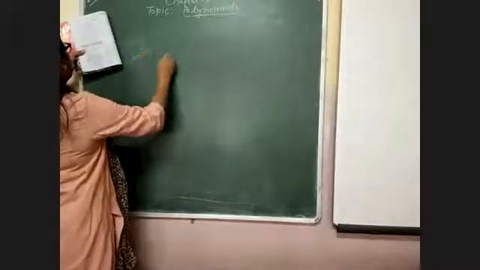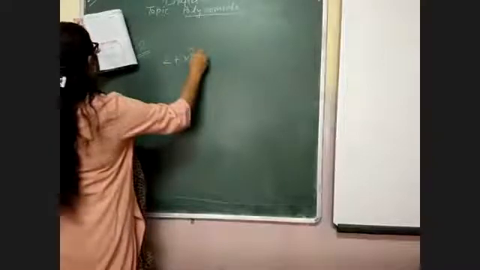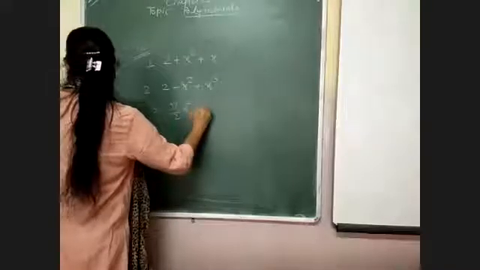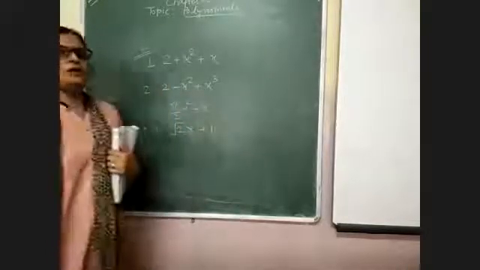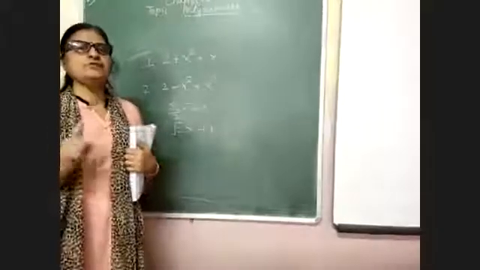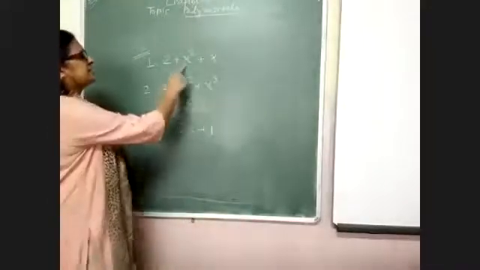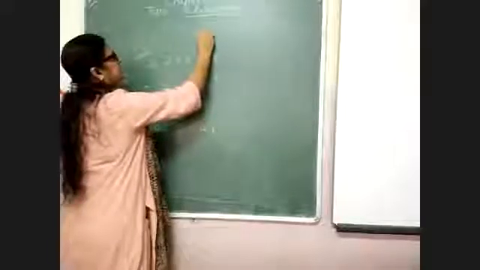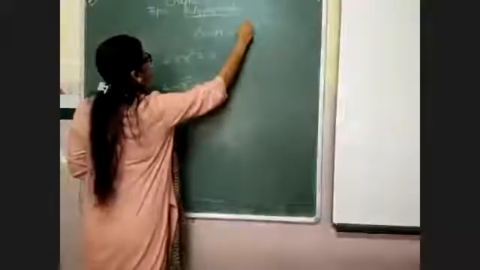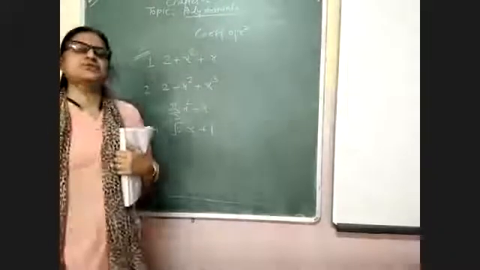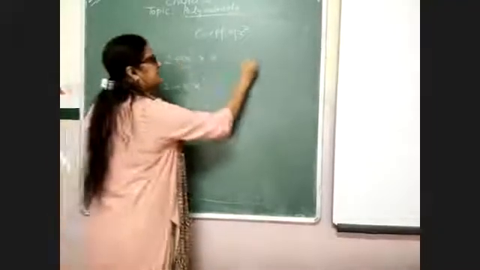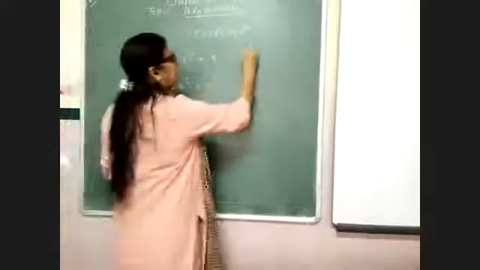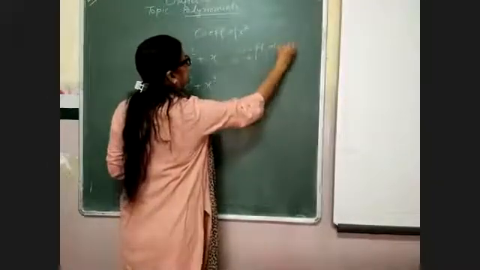Now, second question, write the coefficient of x square. Yes, all the 4 questions I have written. Now you have to find in this question the coefficient of x square. You have to find the coefficient of x square. Now in this question, the coefficient of x square is +1. Okay, the coefficient of x square is +1.